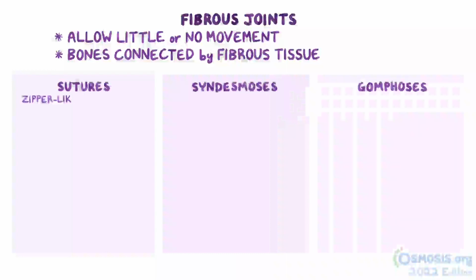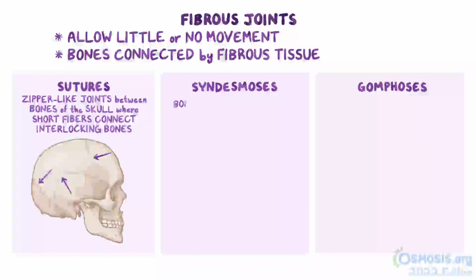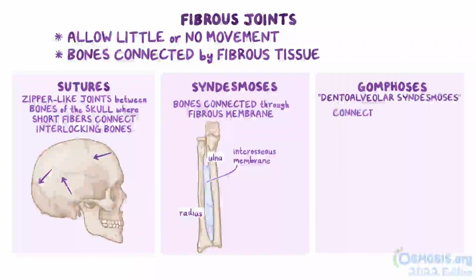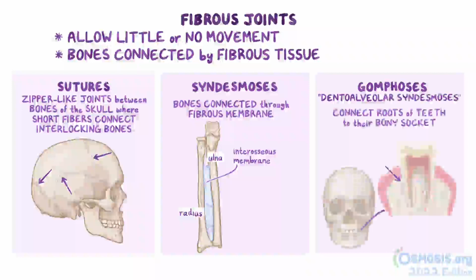Sutures are the zipper-like joints between the bones of the skull where short fibers connect the interlocking bones. Syndesmoses connect bones through a fibrous membrane, like the interosseous membrane connecting the radius and ulna. And lastly, gomphoses, also called dentoalveolar syndesmoses, connect the roots of teeth to their bony sockets within the bones of the jaw.